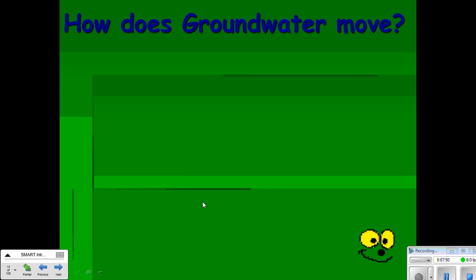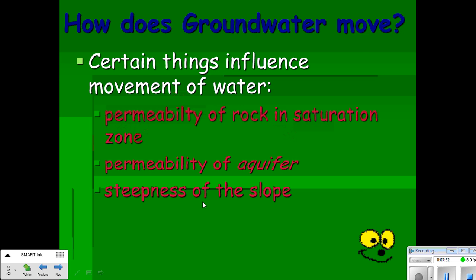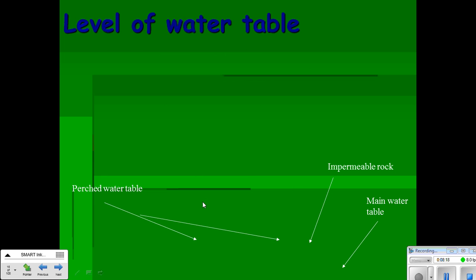How does groundwater move? Certain things influence the movement of water. The permeability of the rock in the saturation zone, or how much water can get into that rock layer. The permeability of the aquifer, which again is how much water can get into that space. And the steepness of the slope. If it's a really steep area, water's not going to be able to be stored there because it's so steep. The water's going to run down to the lower areas.